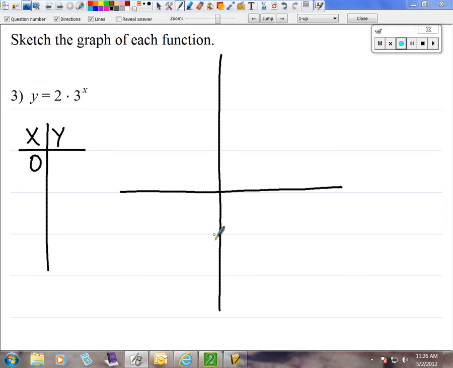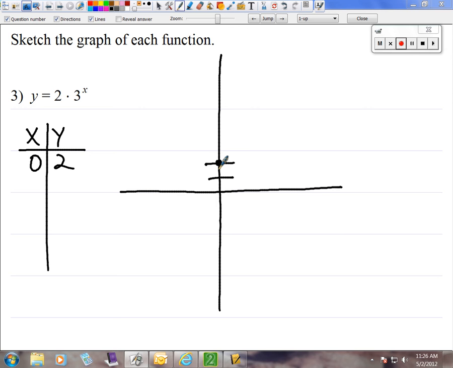So let's just check the first point. What do you get when you put 0 in? Yep. How many got 2? Because a 0 makes this a 1 here, doesn't it? So you have 3 to the 0 is 1, 2 times 1 is 2. So we know this graph's going to go through the y-axis at positive 2.